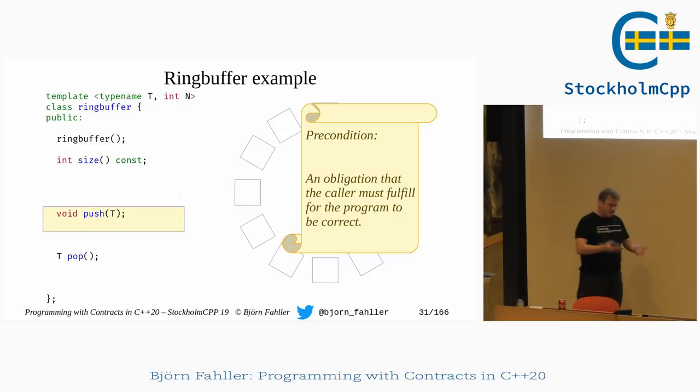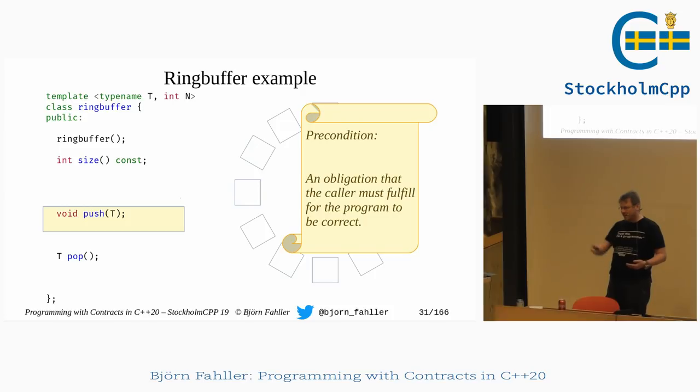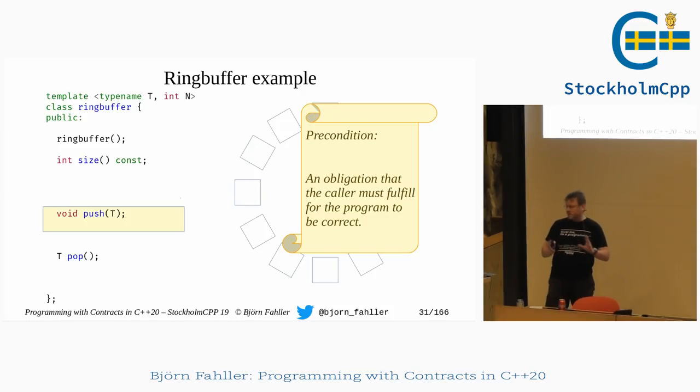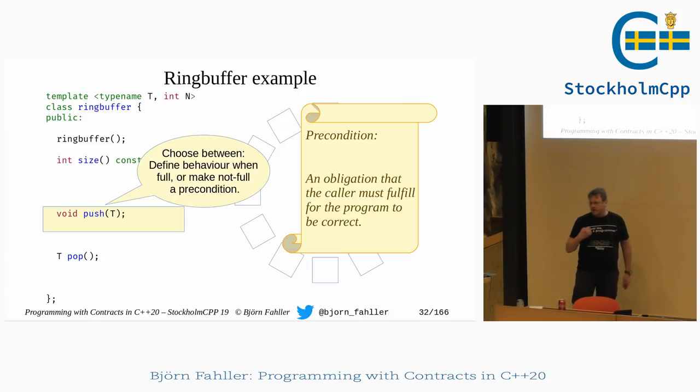Push, something to enter new values into the ring buffer. Now things get interesting. Enough space for the new element. Enough space, yeah. It's a fixed size one, so the ring buffer isn't full. Yeah, that's one. We actually have a choice here, because we can also choose to define the behavior. Say that it's throwing an exception, or if it's a reentrant queue from several threads we could block until someone has popped something. That is also a possibility.